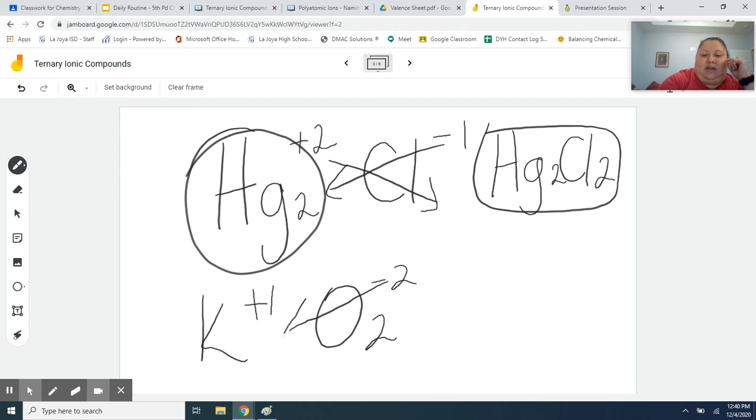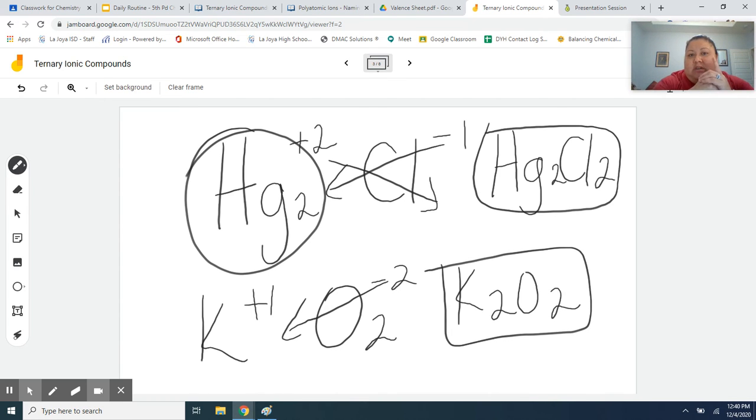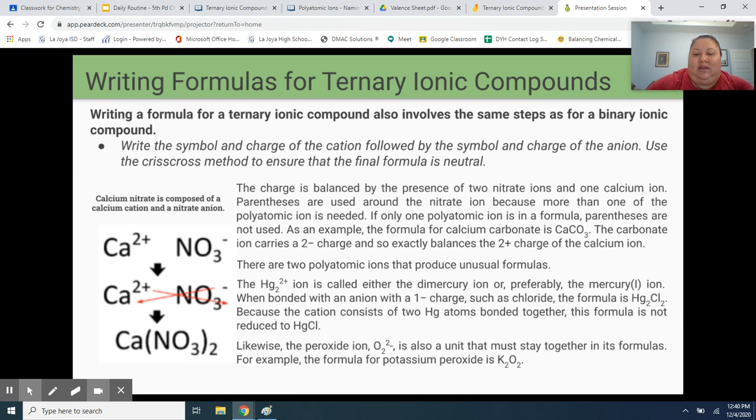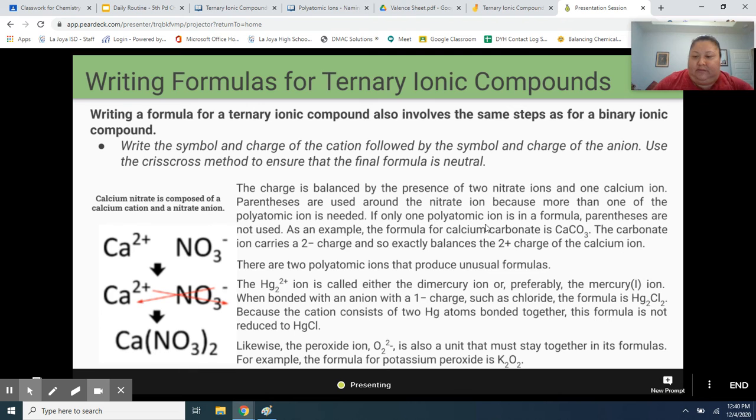If we cross them, like we normally do, I should end up with K2O2. And we're done. The only thing is, do not reduce, because, again, this is a poly. We cannot reduce the formulas for polys. It stays the way you see it. This doesn't happen a lot, but they talked about it in the presentation. I'm showing it to you because most of you are visual learners. You need to see it. And I read about it yesterday before you left.